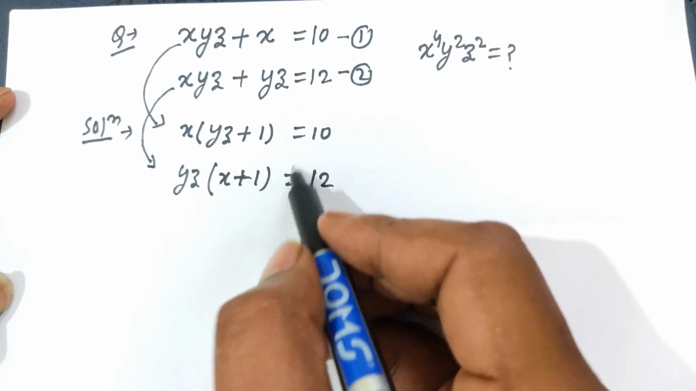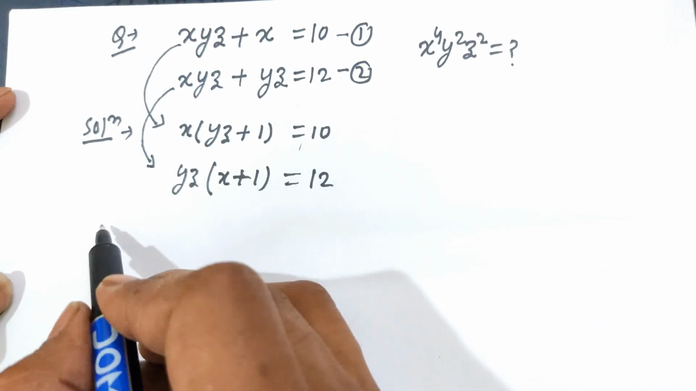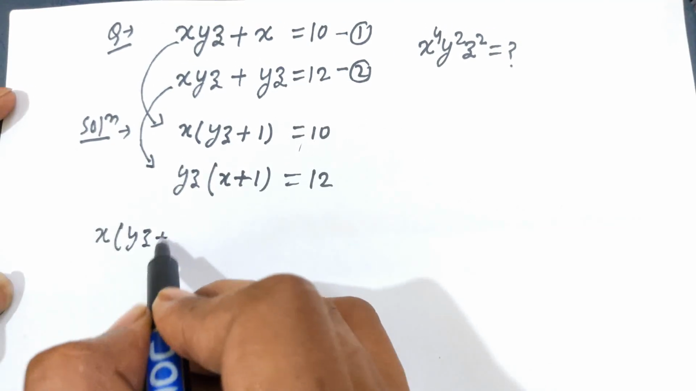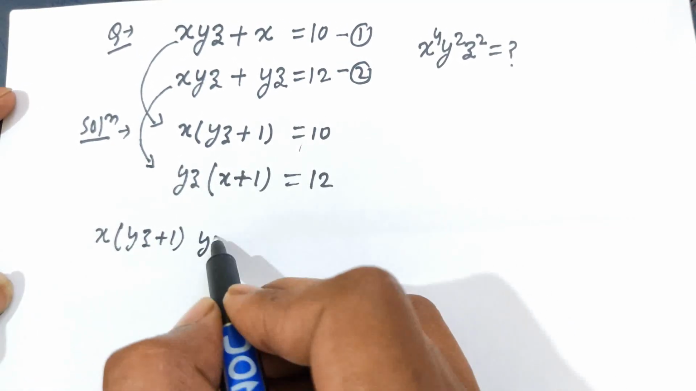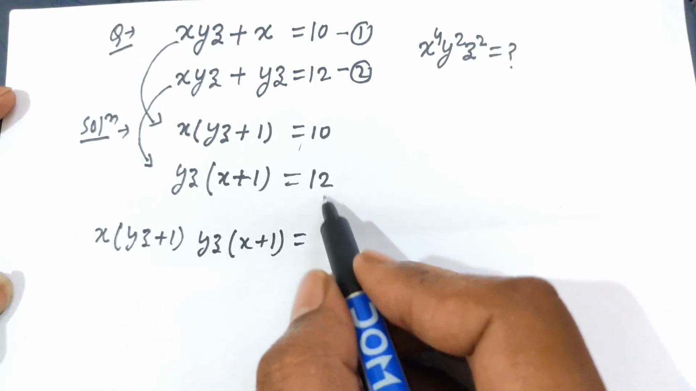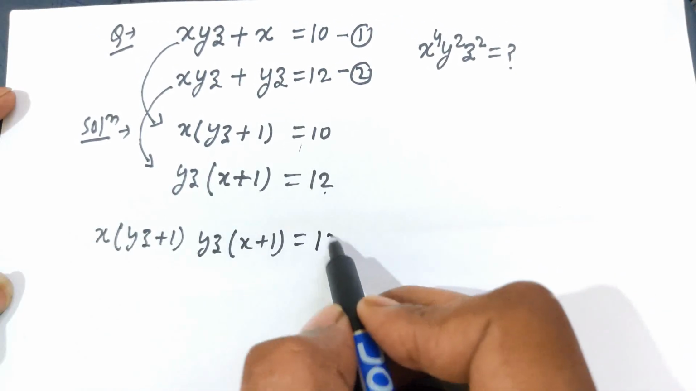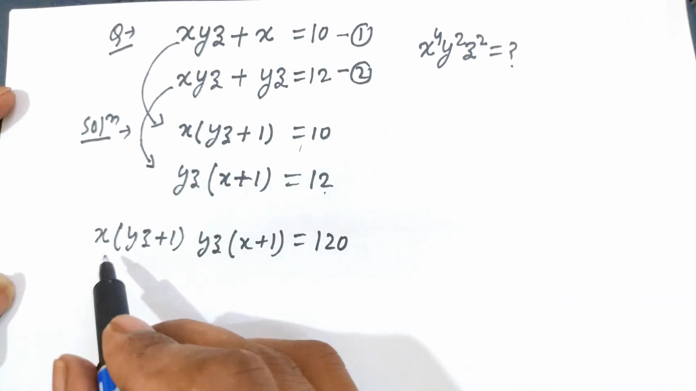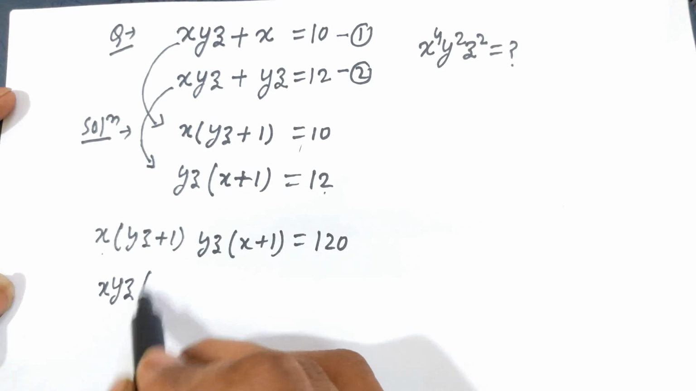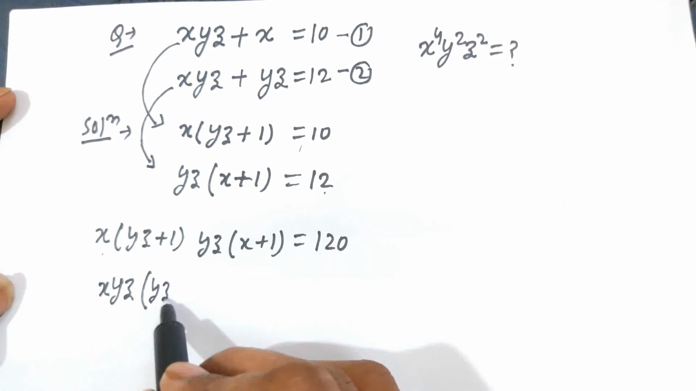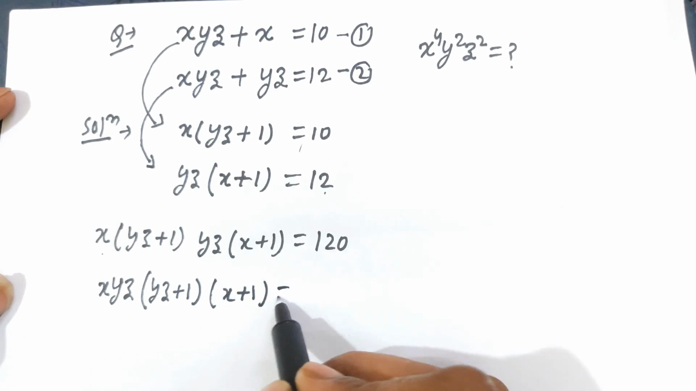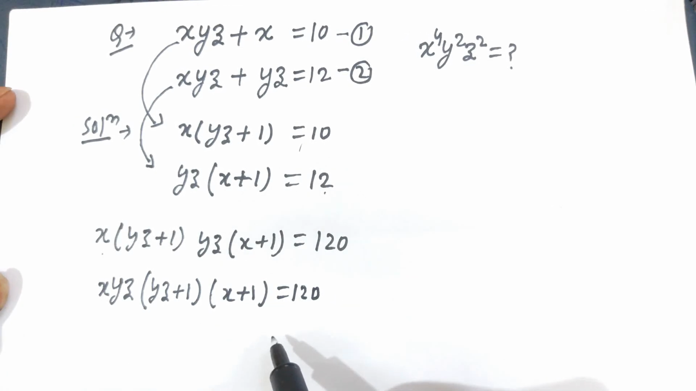Now if we multiply both the equations, then on the left hand side we have x times (y times z plus 1) times y times z times (x plus 1), and this is equal to 10 times 12, that is 120. Now x times y times z, and here (y times z plus 1) times (x plus 1), and this is equal to 120.